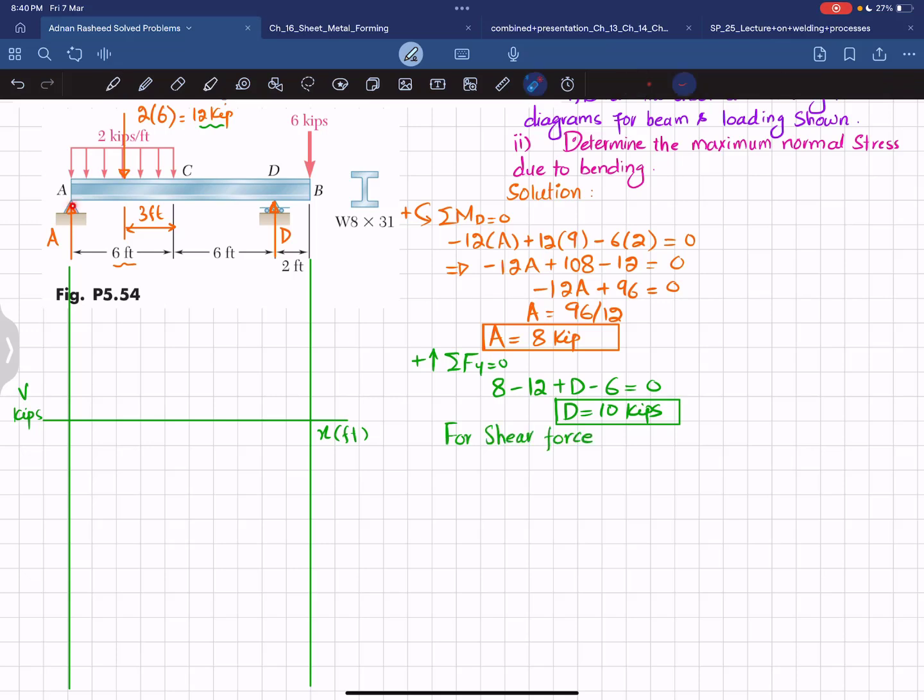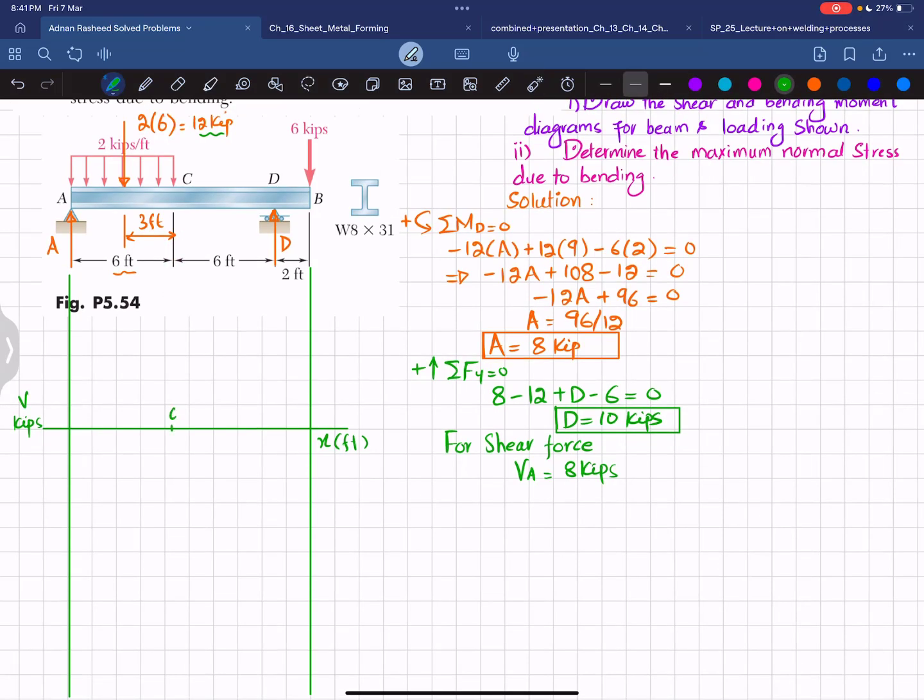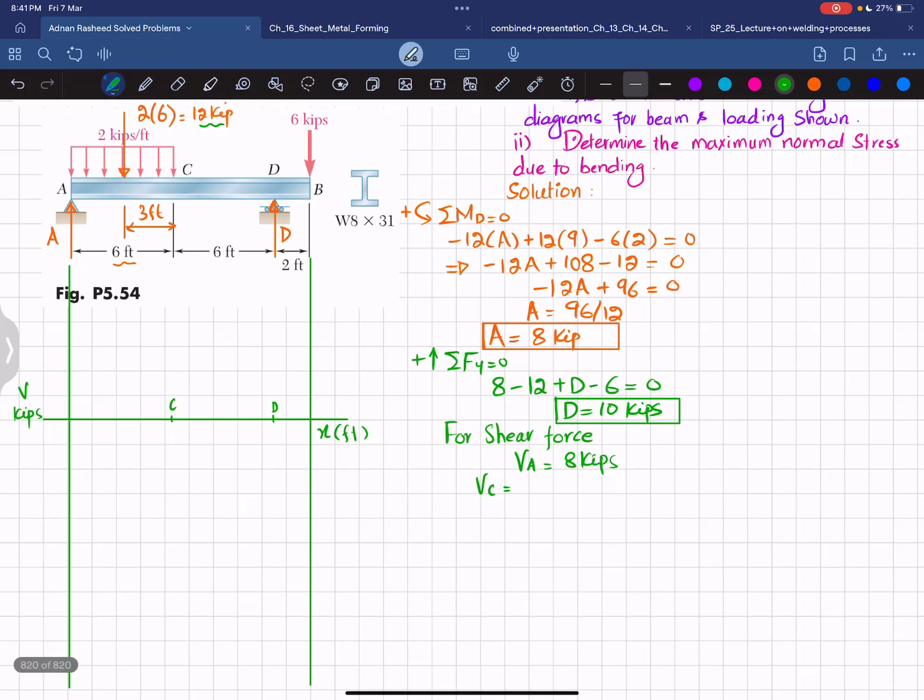What we will do is that for shear force, you can see at point A we have only A, which is 8 kips. So I can write that VA is equal to 8 kips. Now what will be the shear force at point C? This will be your point C, and this will be your point D. So at point C, V will be equal to VA, which is 8, plus the force of 12 kips, because 6 into 2 into 6 will give you minus 12. So 8 minus 12 will give you minus 4 kip. Now from C to D, you do not have any other force, so the shear force will remain minus 4 kips.